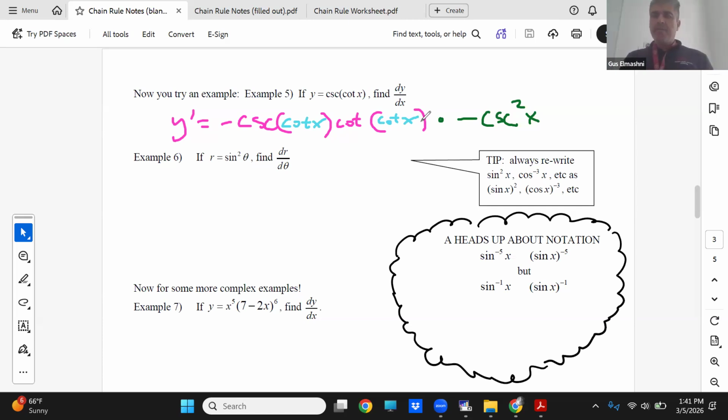Wait, why do you have to split it into two again? Because you have a composite function. You have cosecant of cotangent x. My outside is cosecant, so I focus on that. Then I did times the derivative of the inside, which was the derivative of cotangent, negative cosecant squared x. Oh, okay.